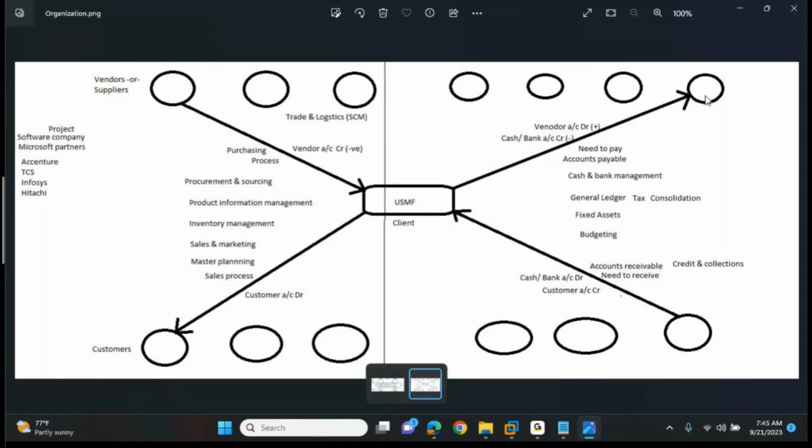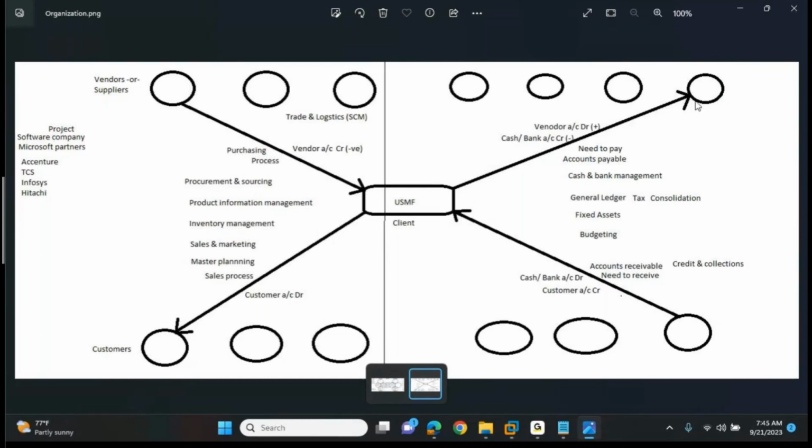Always remember this is your company, instead of some other company. Imagine like this is your company. Simply, you are purchasing mobiles and you are selling mobiles. So if you purchase mobiles, for that you need to pay money to the vendor.